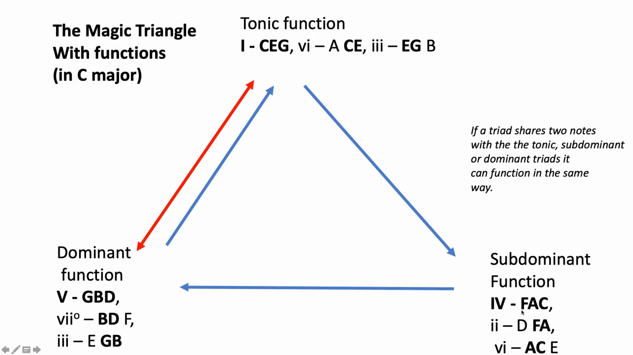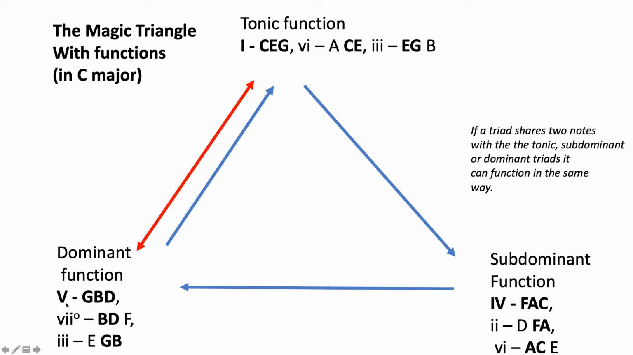We've got chord 4 here, F, A, C again. Chord 2, D, F, A, shares 2 notes, the F and the A, with chord 4, so it could have a subdominant function. Chord 6 contains the notes A, C, E, so can function as a kind of subdominant chord because it shares that A and C.